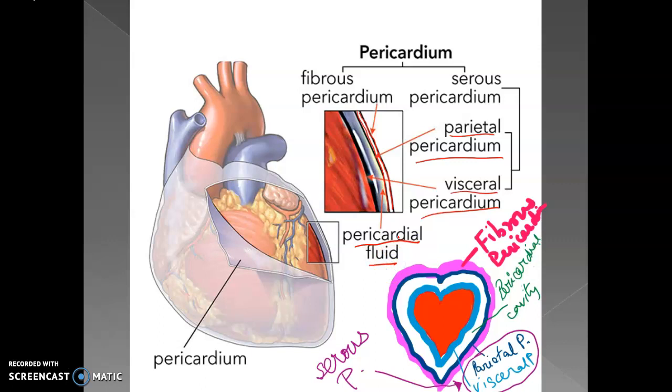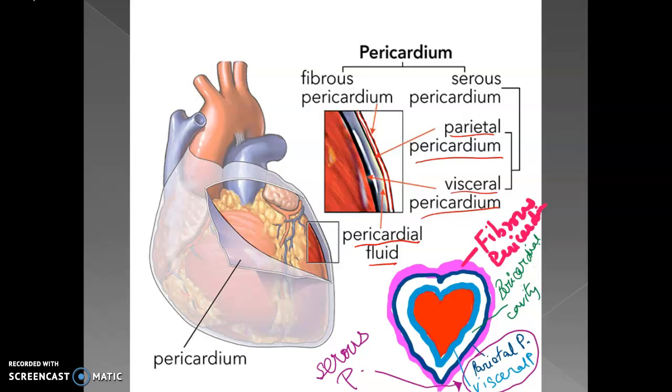Another way of representing it is by my drawing, which I have drawn at the very bottom. That's something that I usually draw on the whiteboard. So let's go over this. We see the red heart, right? The heart is in red. Covering the heart, do you see the light blue layer that is sticking to the surface? That is the visceral pericardium.